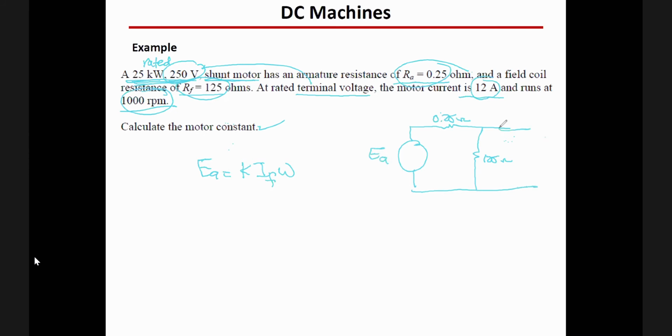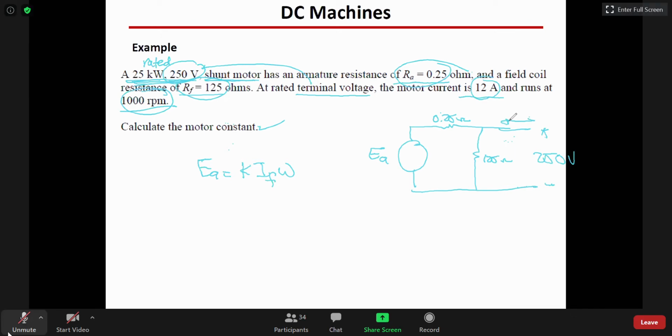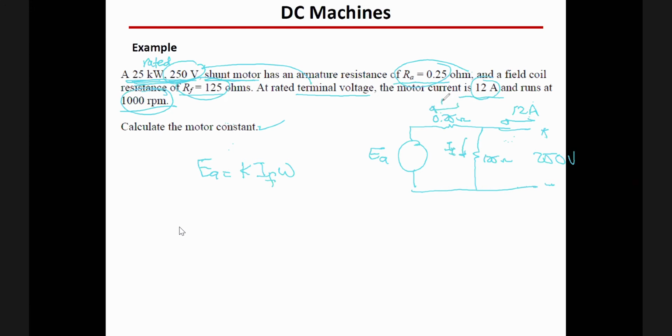How much is the voltage? 250. How much is the current? 12. And why are we specifying the current in this direction? Because it's a motor case. And the IF will be down. Also, you specify this. IA will be to the armature.